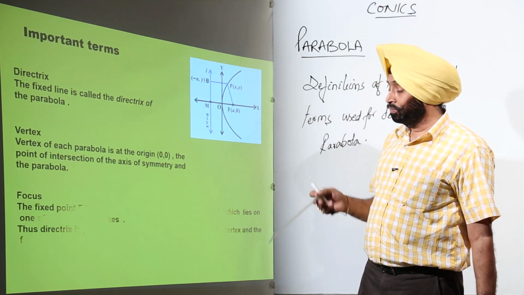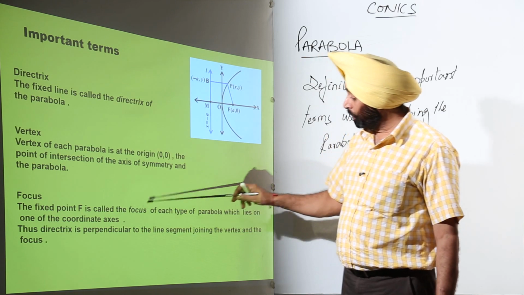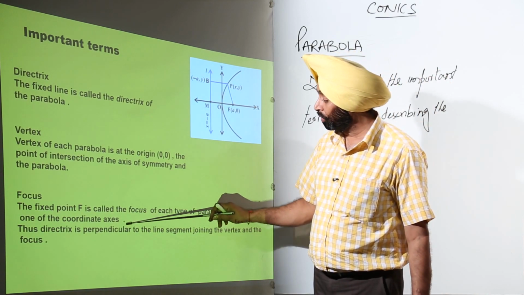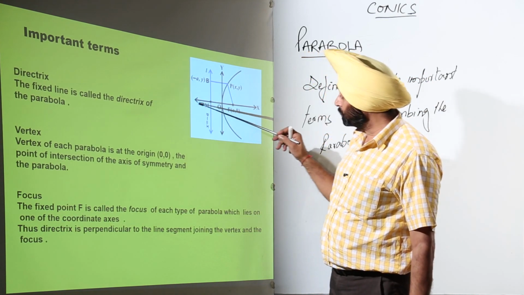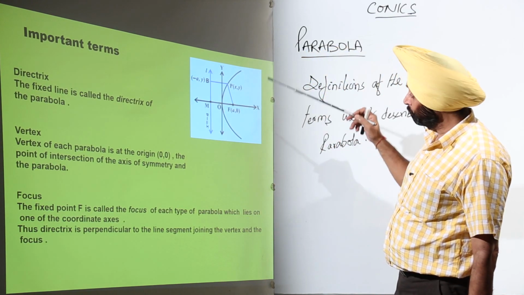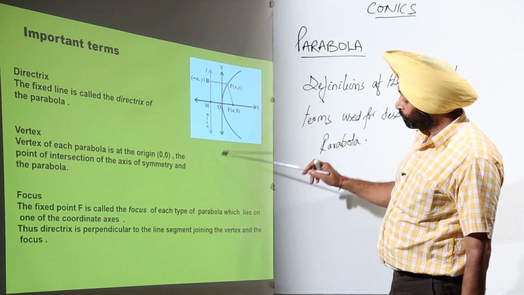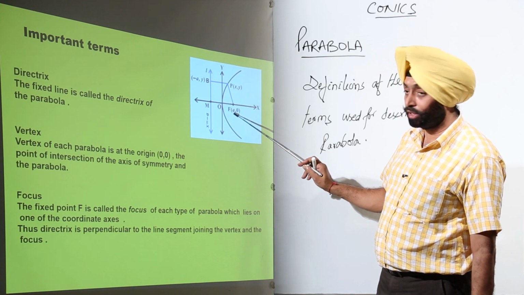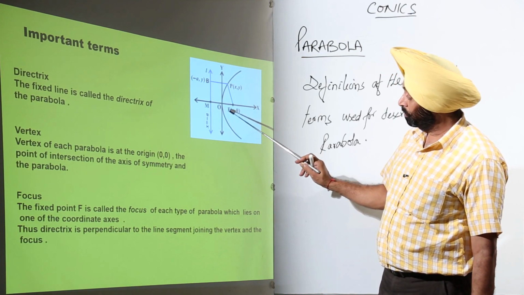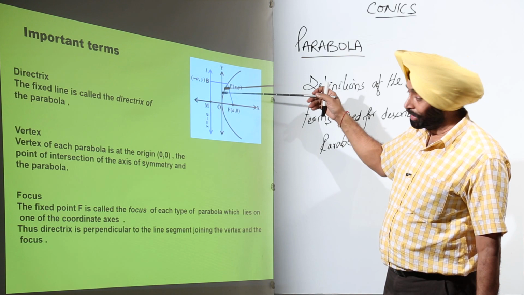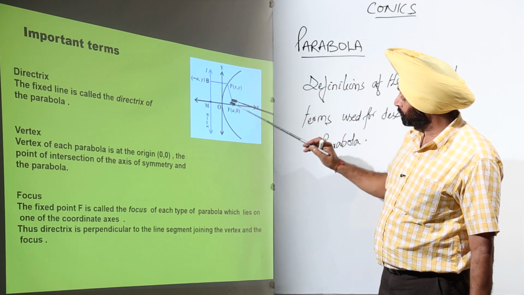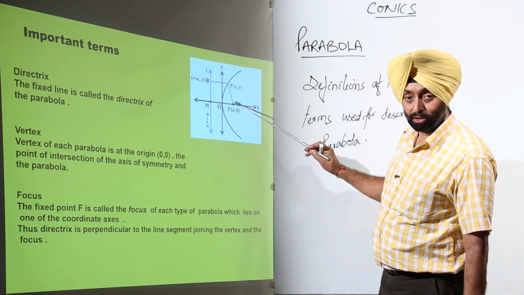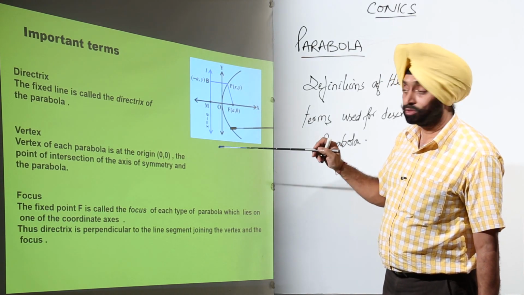Then the focus. The fixed point F is called the focus of each type of parabola, which lies on one of the coordinate axes. So this is a coordinate axis, the axis of symmetry. This is a point F. Now we have taken F as the focus, and I have mentioned its coordinates, that is (a, 0). Now you can just check it. This is the y-axis, this is the x-axis. It means from this point O to point F, what is the abscissa? It is a, small a.